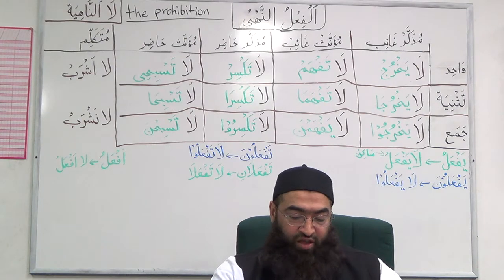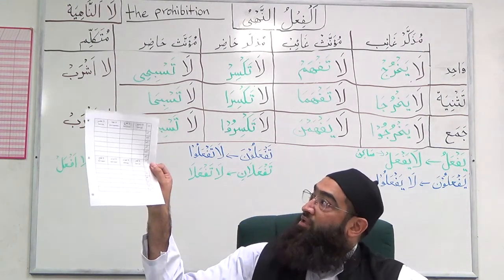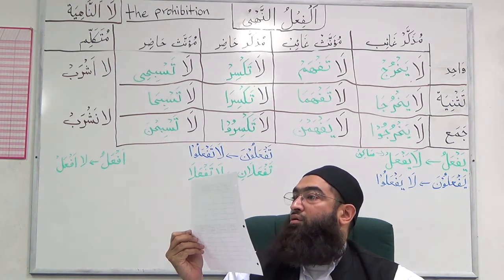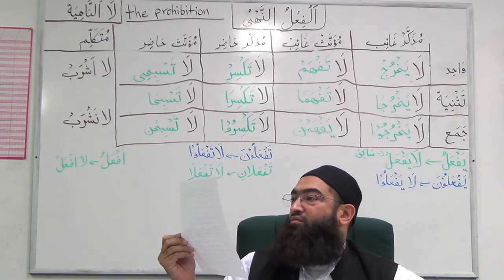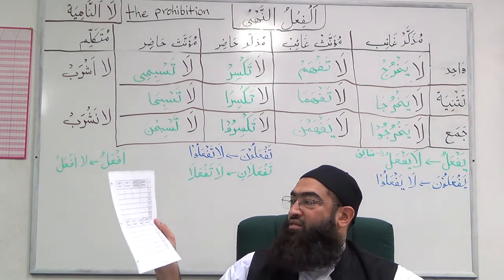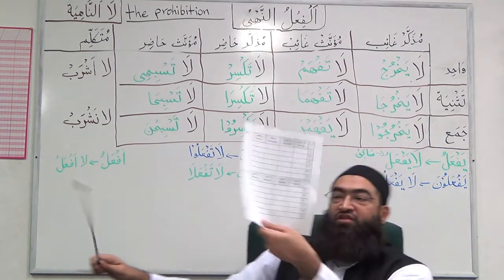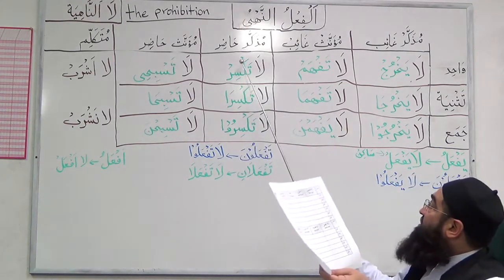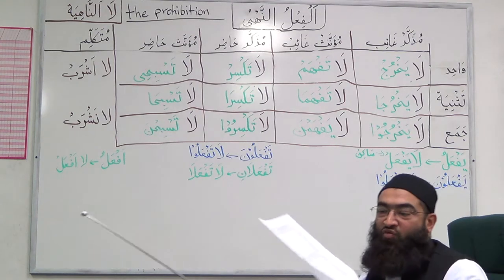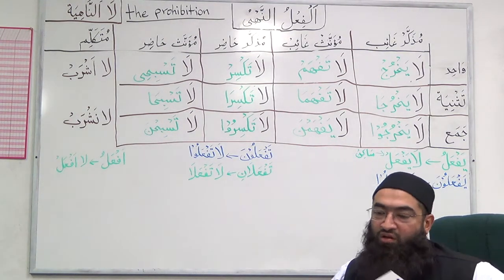Now I've given just one worksheet this time with 8 words on it. And this is only the mudhakkar hadir. So this is page 90, and it's only these 6. Because basically when you're prohibiting somebody, you're doing it to somebody who's in front of you, not somebody who's not present.